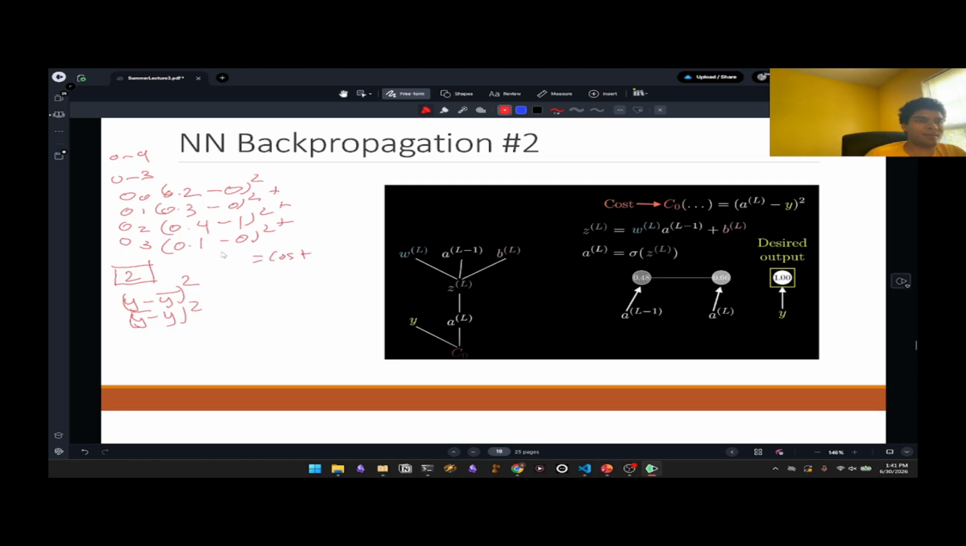So now we see how the cost is affected by these output neurons, but is it affected by anything else? Well, what are these output neurons affected by? If we zoom in on the zero, it has multiple connections to other neurons. And so it's affected by the weights that are connected to it, and it's affected by the bias that's connected to it.